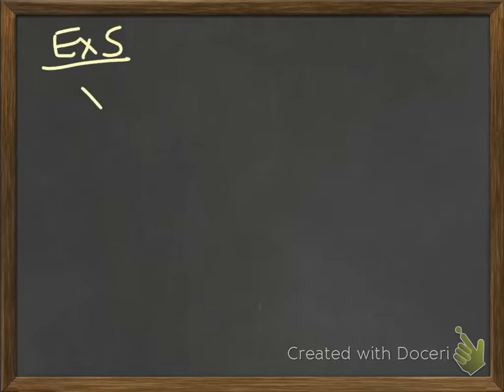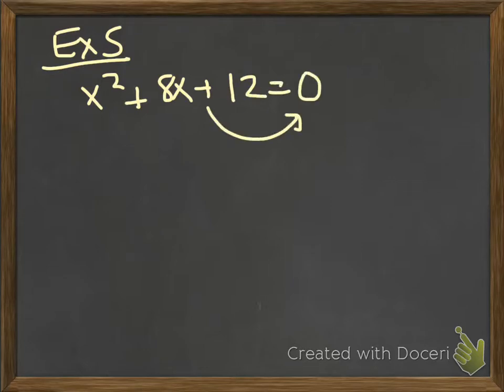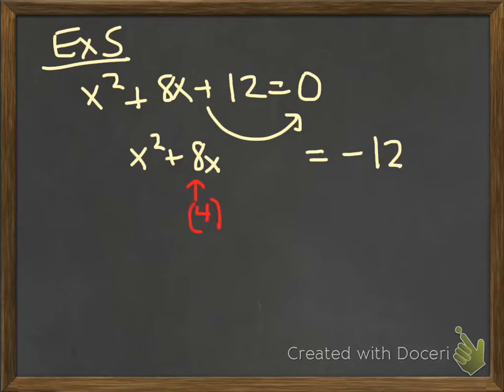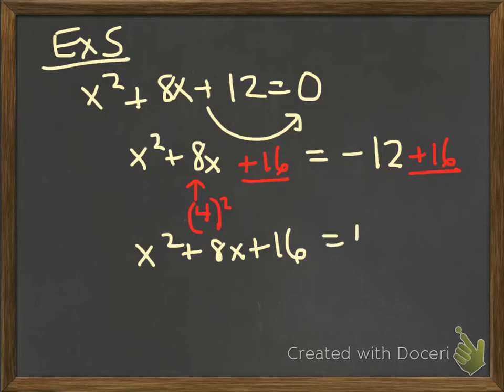So here's example 5 again. We're going to do it by completing the square. We're going to move the 12 over. It becomes negative 12. So I have x squared plus 8x equals negative 12. We're going to complete the square. So we take half of 8, which is 4, we square it, we get 16. We're going to add the 16 to both sides. Now I have x squared plus 8x plus 16 equals 4.